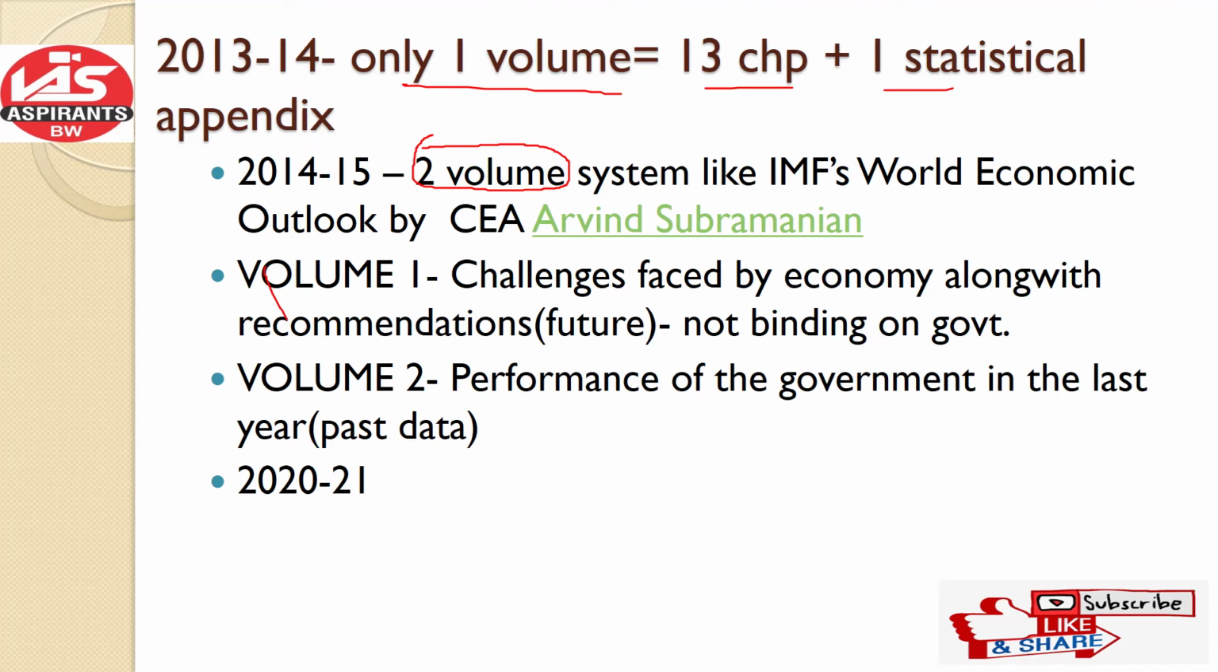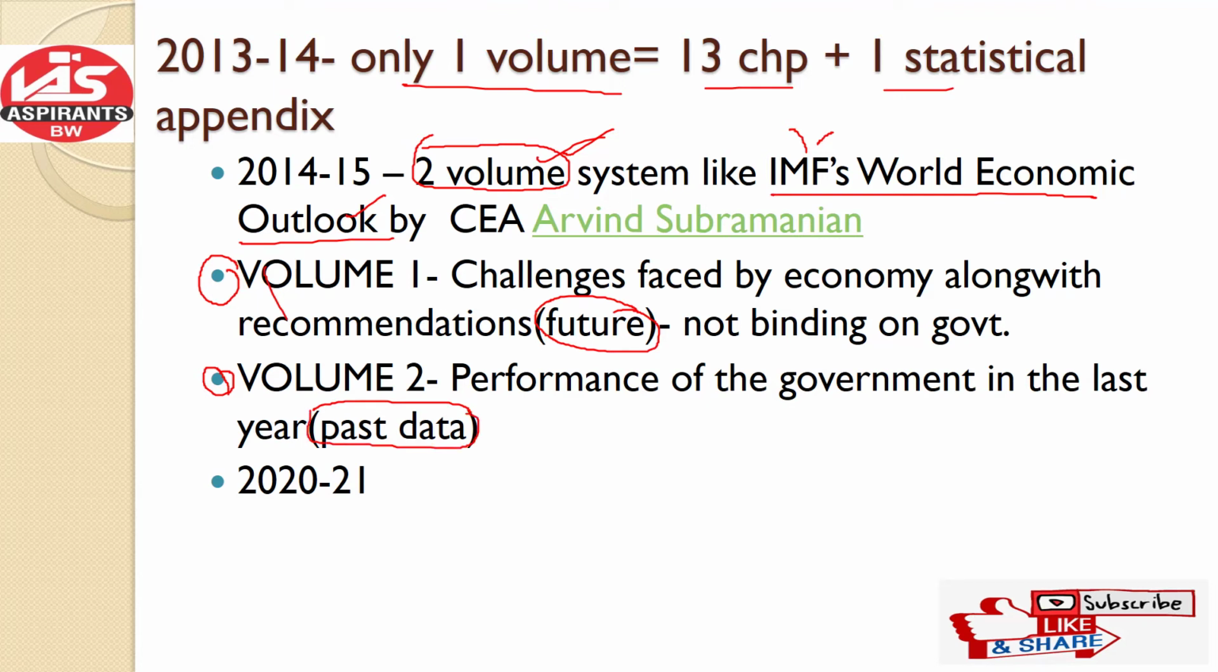But from 2014-15, the 2-volume system was started by the Chief Economic Advisor Arvind Subramaniam, and he based it on the IMF's World Economic Outlook. The World Economic Outlook, which is given by the IMF, International Monetary Fund, also has 2 volumes. So the same way, the 2-volume system has been adopted. So now the economic survey has volume 1 and volume 2. Remember, volume 1 talks about the future, and volume 2 gives us the past data.